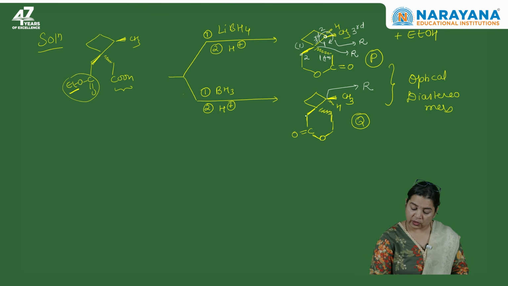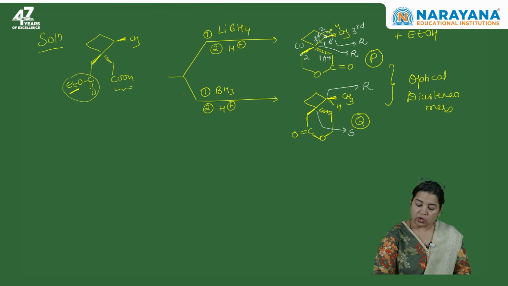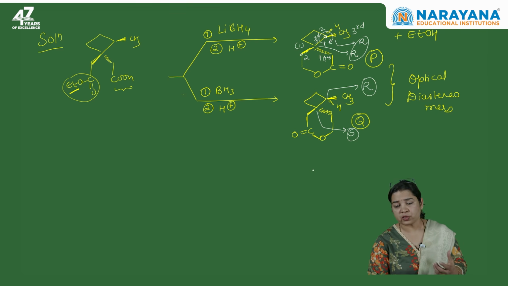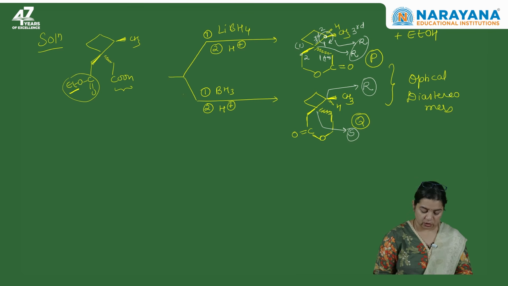And this, as you can see, is on wedge, and this one is on dash. See, there is interchange of groups, so this configuration this time will come S. You can also attempt and get the answer by yourself. So 2 chiral centers are R, 2 chiral centers are S. And what is the relationship? They are optical isomers of each other, so we are calling them optical diastereomers.